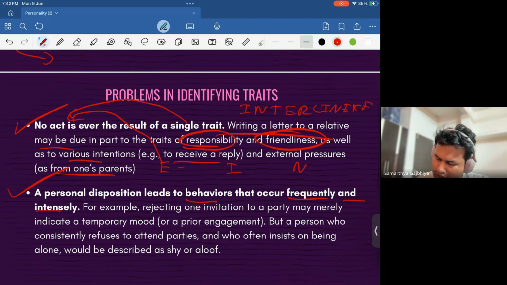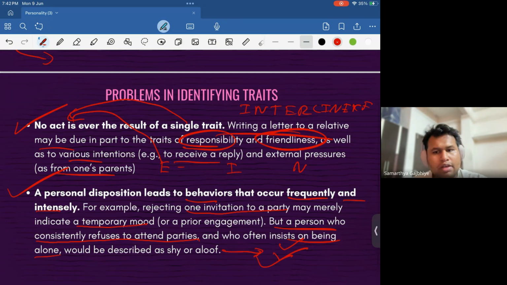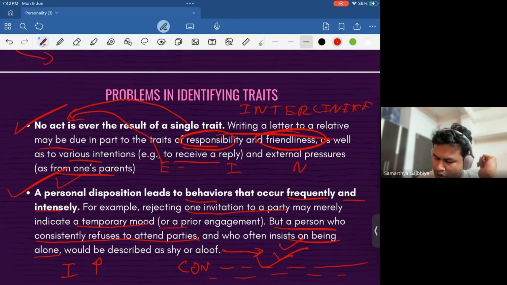For example, rejecting one invitation to a party may merely indicate a temporary mood, but a person who consistently refuses to attend parties and insists on being alone would be described as shy or aloof. Here, we can say the trait of introversion is high. Not that this person is only introverted because they did not attend one party. If it is happening consistently in time, multiple times, that they prefer their own company over the company of others, this is the definition of introversion. Okay? So personal disposition will lead to behaviors which occur frequently.